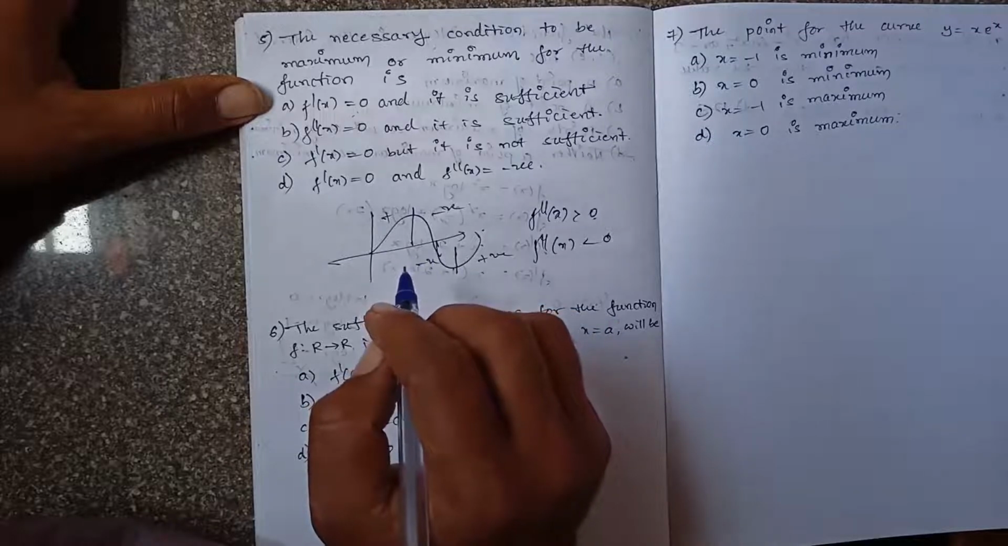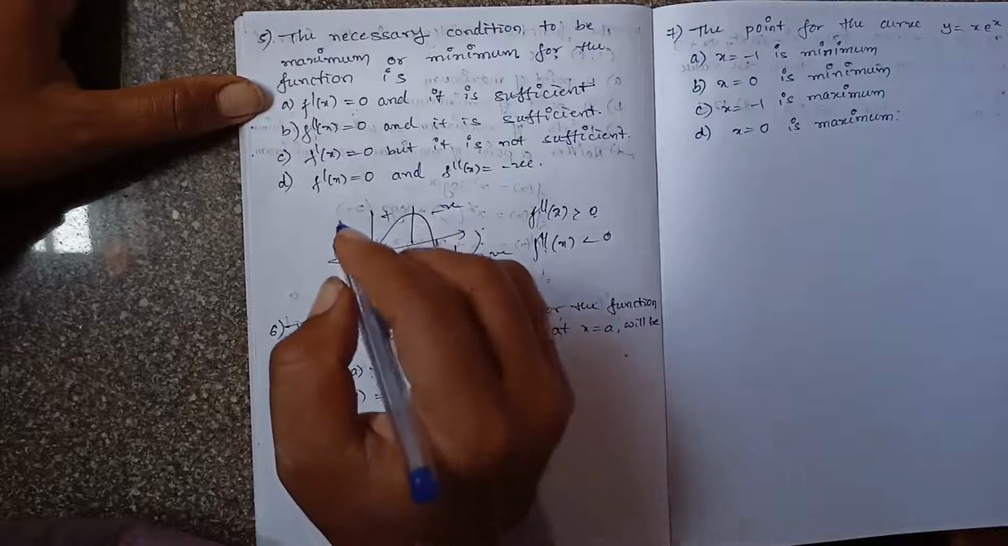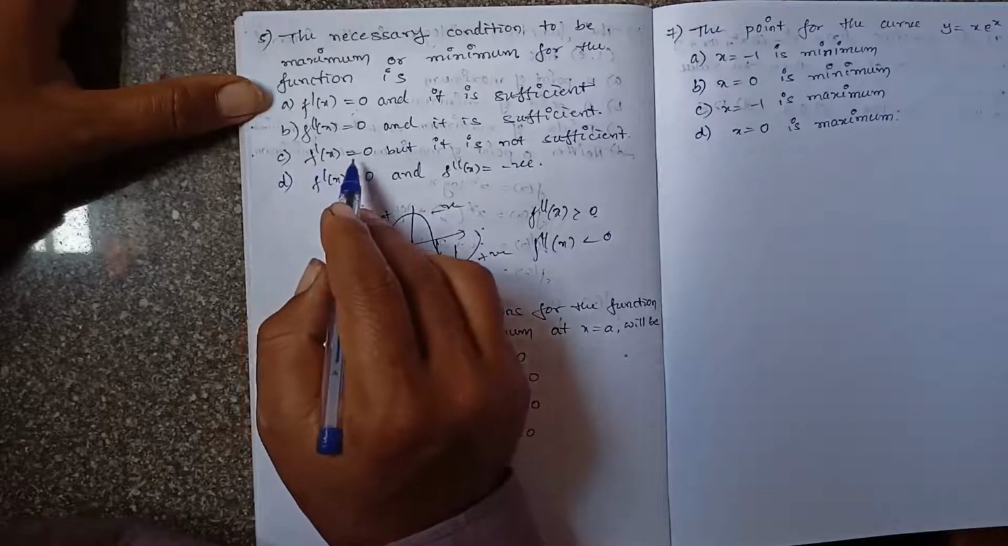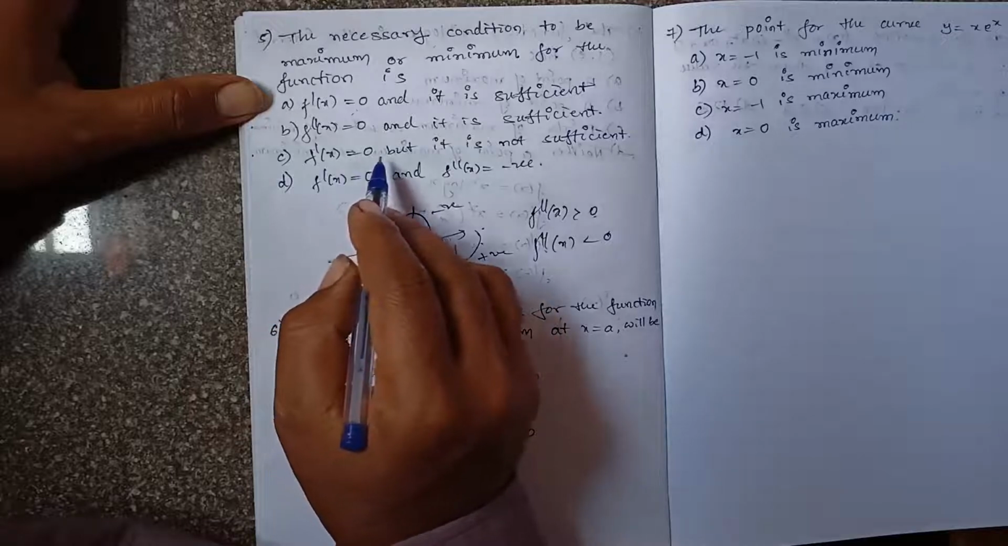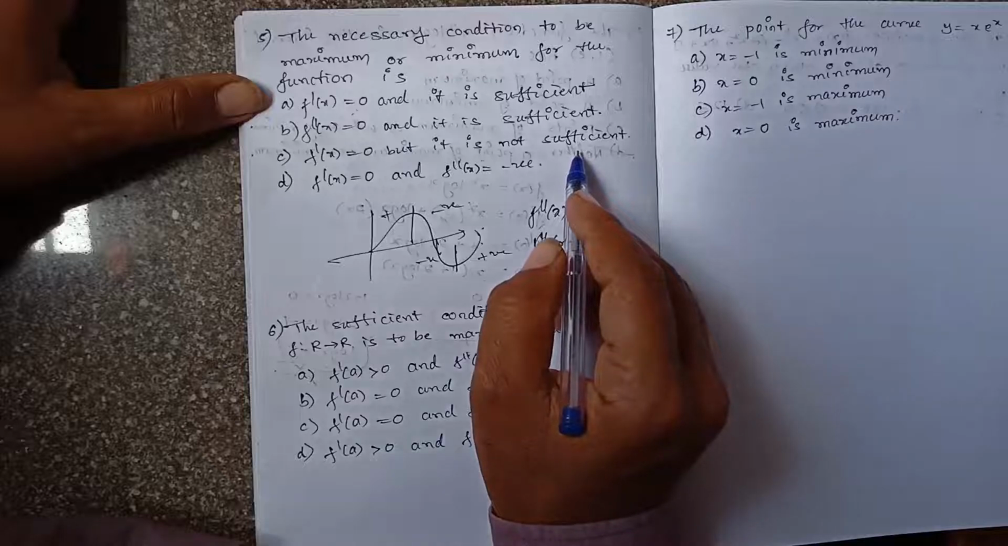With f double dash of x equal to 0, it is sufficient, but with that condition we can't say whether it is the maxima or minima. Checking the third option, f dash of x is equal to 0. Yes, this has to be 0, and it is not sufficient.